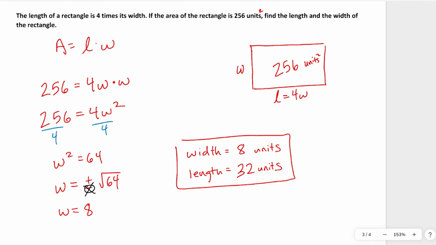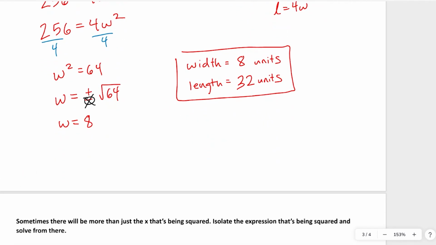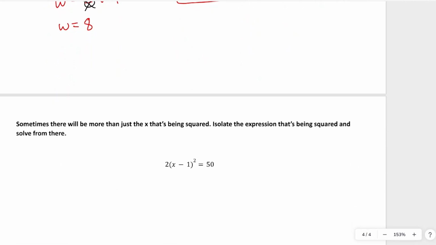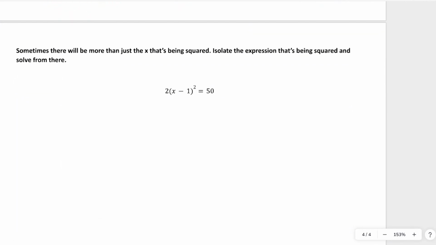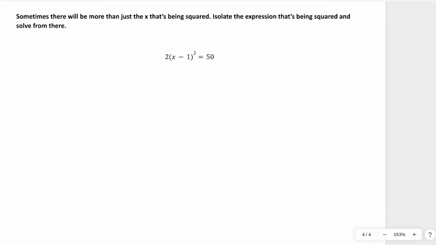All right, one last type of equation that you're going to encounter that uses this square root strategy is one like the one on the next page, where it's not just the x that's being squared, but rather an expression that's being squared. And so we're still going to approach this very similarly. The only real big difference here is we're going to try to isolate the squared object rather than just trying to get x squared by itself. You do not need to multiply this out or anything.